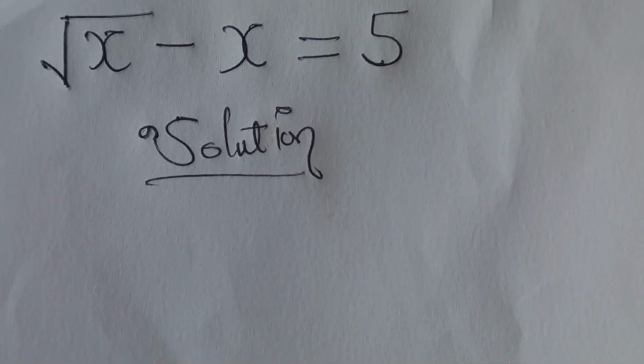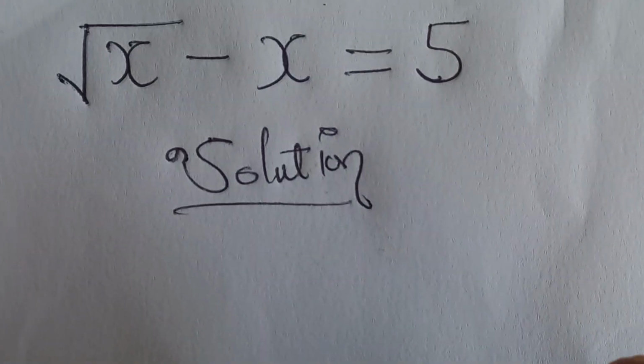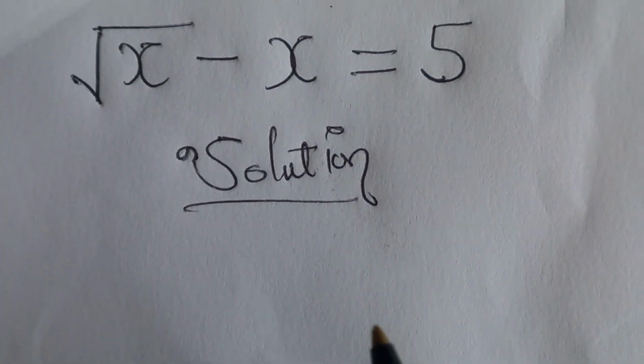Hello guys, so we are looking at square root of x minus x is equal to 5. We have to solve for this in this case.